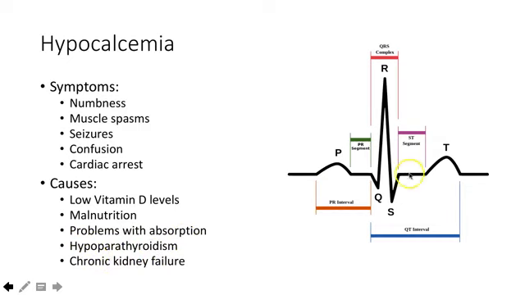And so what can also happen when you're looking at EKGs is with hypocalcemia, this ST segment can be prolonged. It actually looks stretched out. It's much longer than it should be. So this whole QT interval is much longer than it should be, and that's an indicator of hypocalcemia on an EKG.